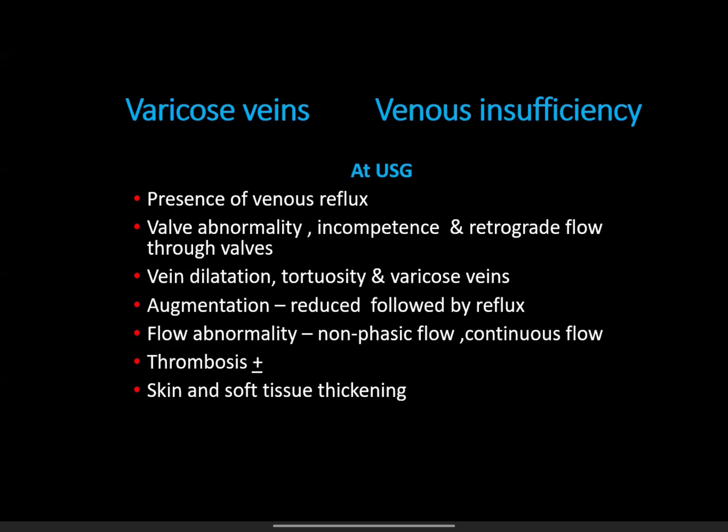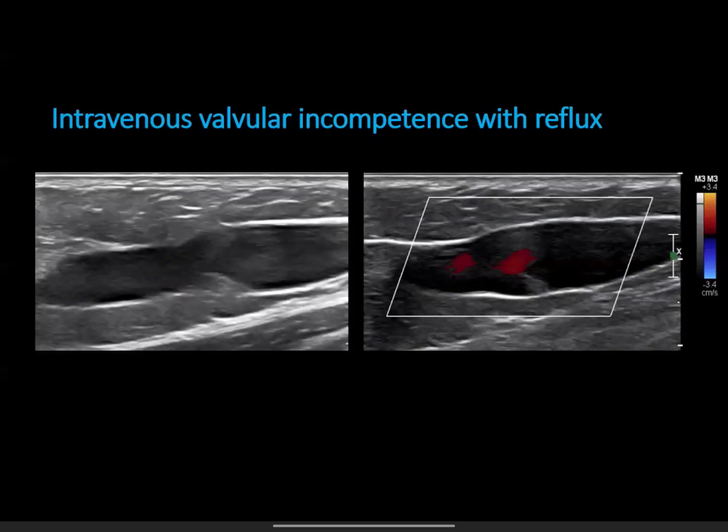We can see on augmentation, the augmentation can be reduced and it is followed by reflux because of the incompetence of the proximal valves. Another flow abnormality can be non-phasic or continuous flow. There can be presence of thrombus or no thrombus, skin and soft tissue thickening. So these are all what we see on ultrasound.